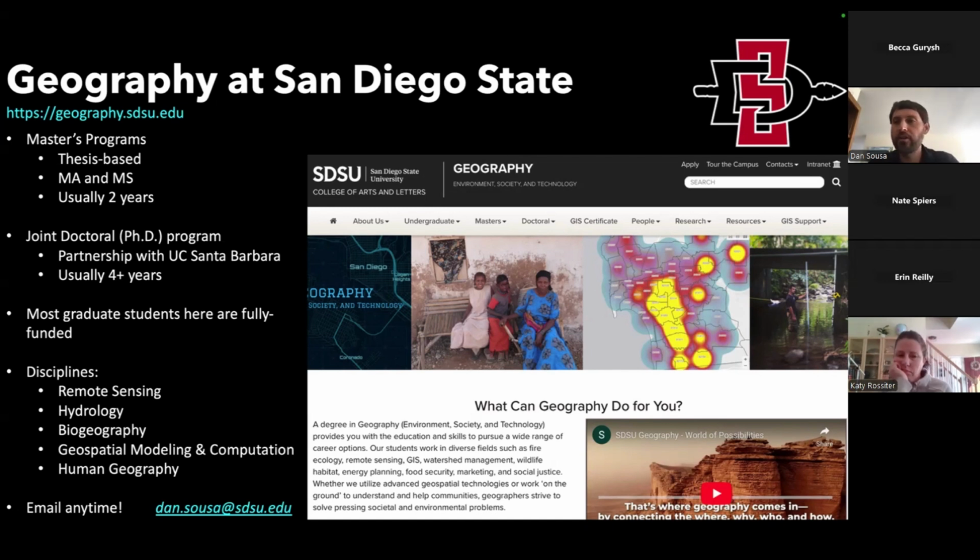We have faculty that span a pretty wide range of disciplines. Obviously, I work in the field of remote sensing. We have some really world-class hydrologists and ecologists or biogeographers, as well as folks interested in really hardcore geospatial modeling and geocomputation, as well as a robust contingent of human geographers. If you're interested in any of this, ask anytime. And I will repeat throughout.